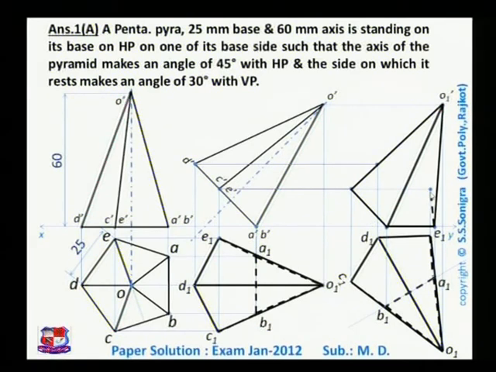So this is point E. Join E with A, E1 with A1 with the dotted line, E with this D with the dotted line, and O1 dash with E with the dotted line. So these 3 lines would be dotted and the rest of the lines would be full lines.